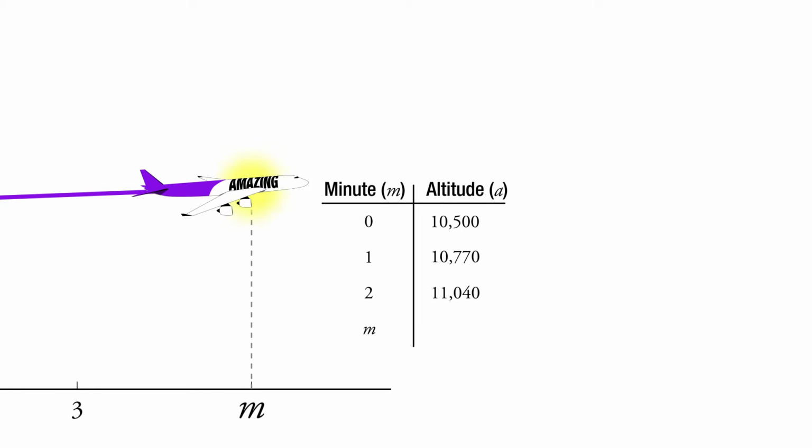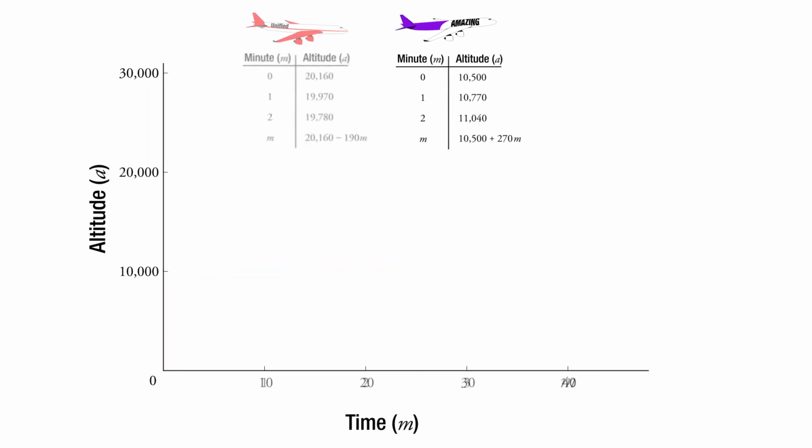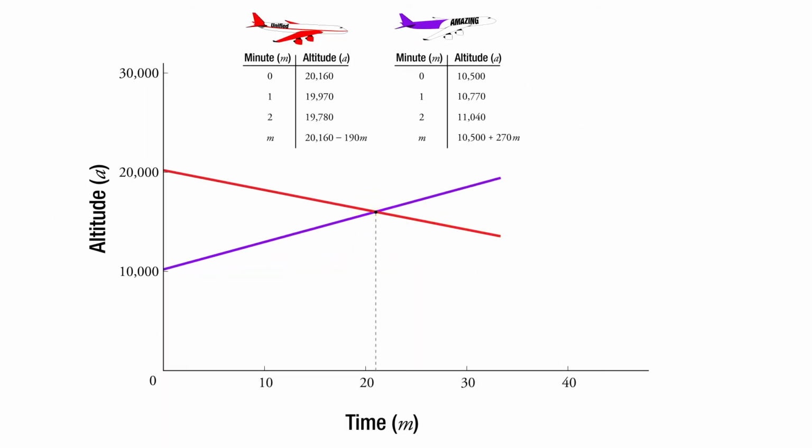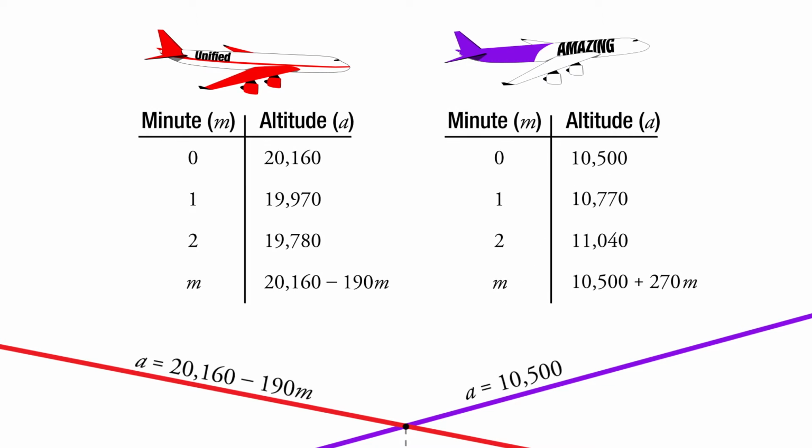And so after M minutes, we have our starting altitude of 10,500 feet, and we have to add on top of that 270 feet times the number of minutes that have gone by. So we can write it like this, where the two planes are at the same altitude. The altitude of the first plane is 20,160 feet minus 190 times the number of minutes that have gone by. The altitude of the second plane is 10,500 feet plus 270 times the number of minutes that have gone by.